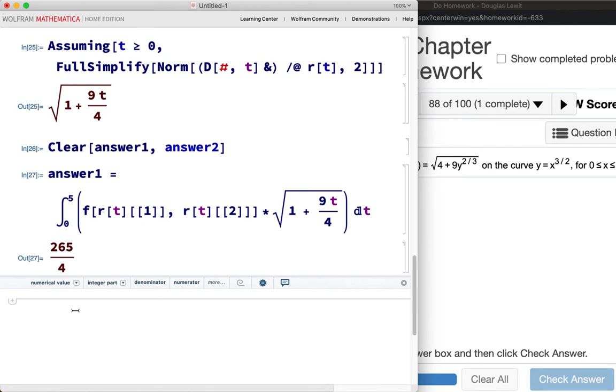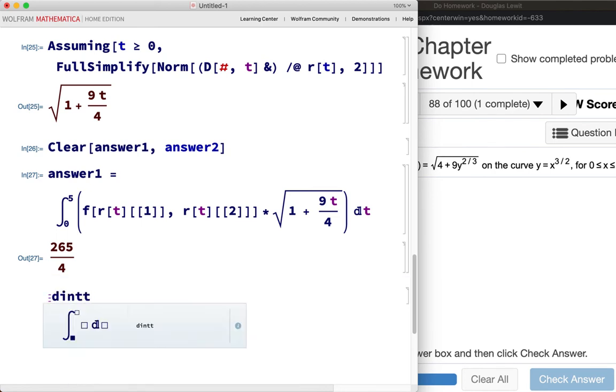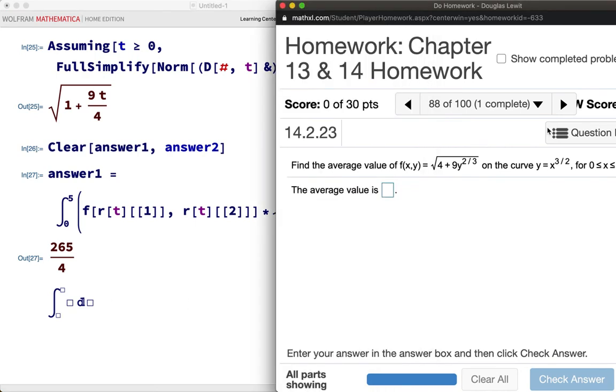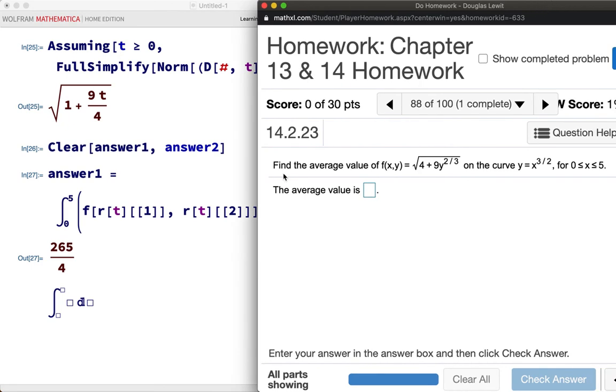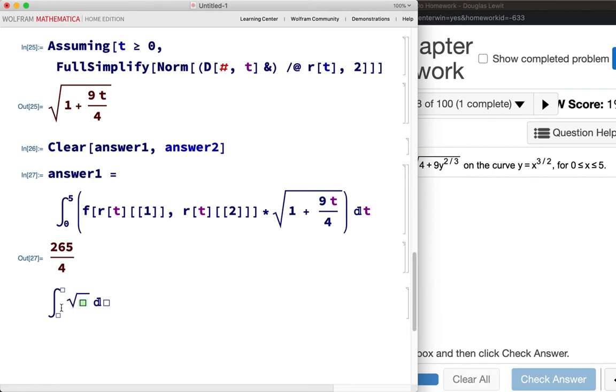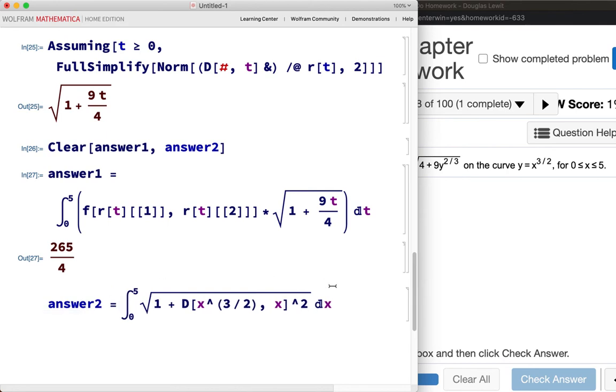So this is going to be the square root of 1 plus the derivative of t to the power 3/2, or if you prefer, we could use x. It really doesn't make a difference here. I'm differentiating 3/2 with respect to x, raised to the power 2. My variable of integration is x, and I'm integrating on the interval 0 to 5. This is actually going to be my denominator, or answer 2.